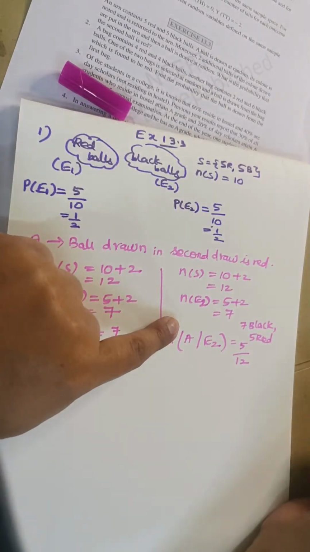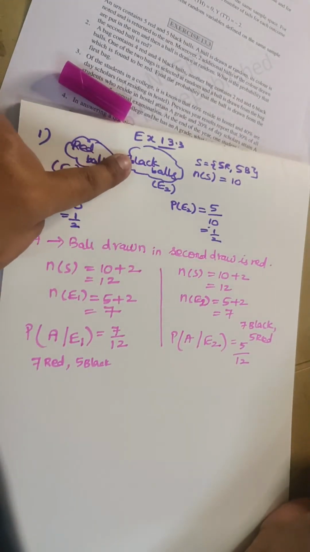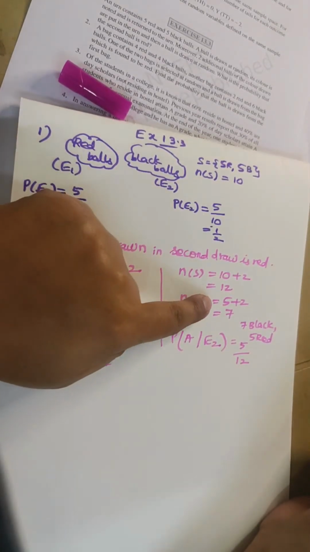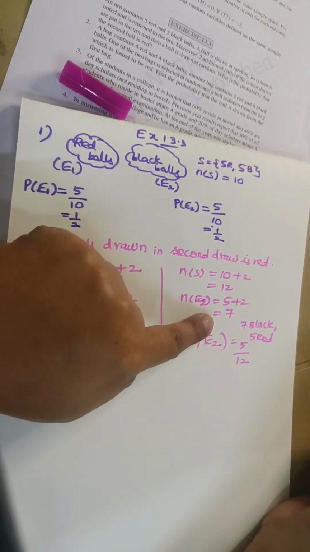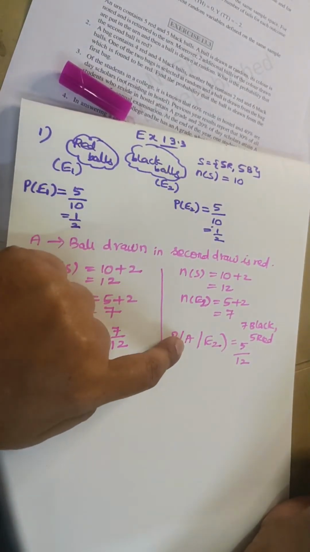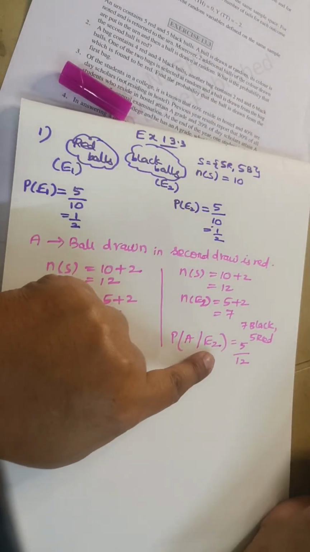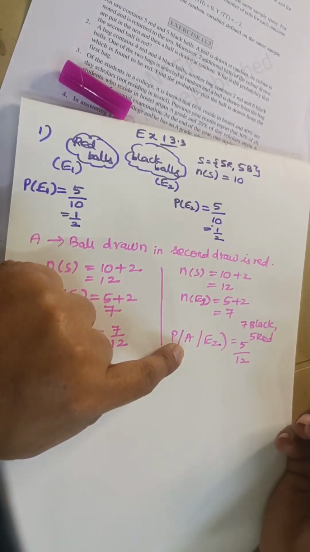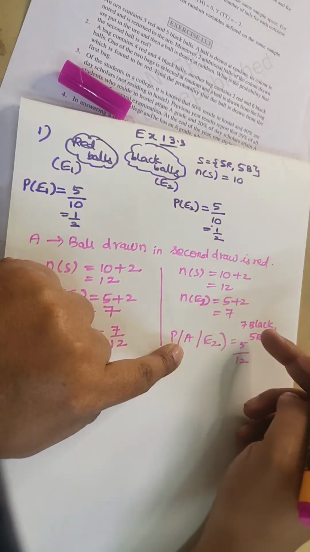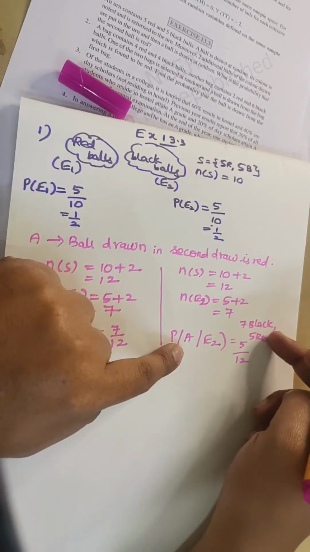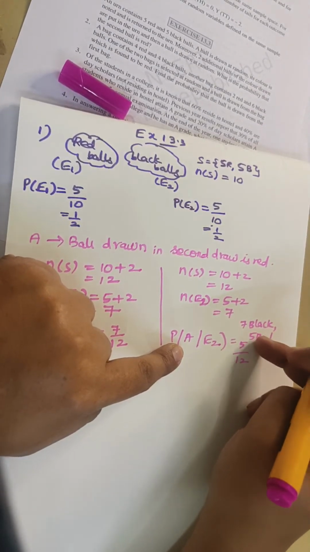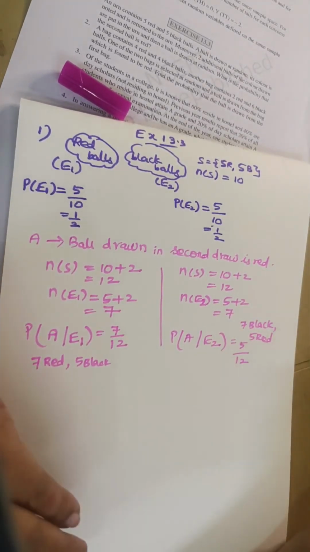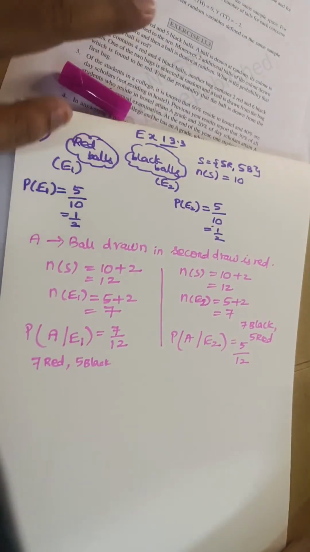For the second event, for E2, we know the color of the ball is black. So I have added two more black balls. The number of black balls also will be increased. But now my already occurred event is black, and I need to know the probability of the second one being red. Upon whatever the number is in that, what is the probability of it being red? So it is 5 by 12. Now we found P of A slash E1, P of A slash E2, P of E1 and E2.